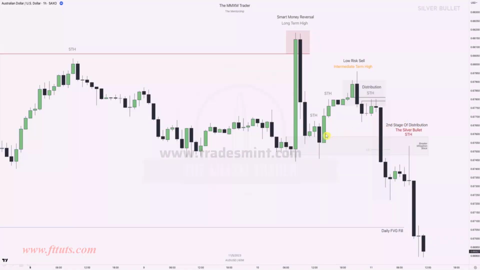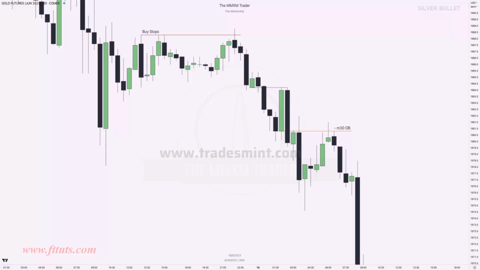And we can see over here we've got this breaker and mitigation block which is being tapped into. You could use this one, you could use the wick of this one too. This is overlapping and it's highly probable that the silver bullet will form over here, which is another short-term high, right? Continuing down and filling up that daily fair value gap, which is the draw on liquidity. So we've got a gold futures chart over here. Again, external into internal, right?